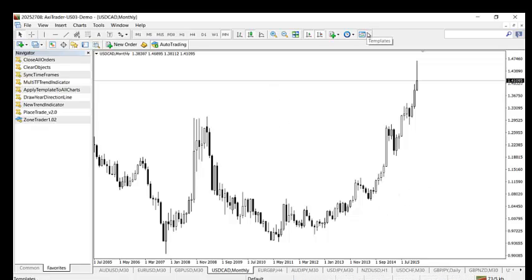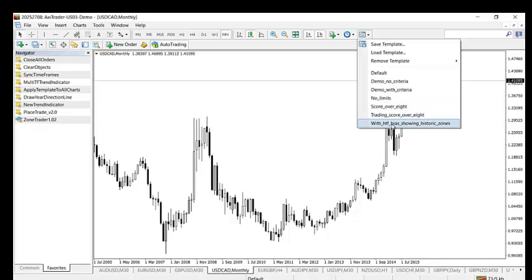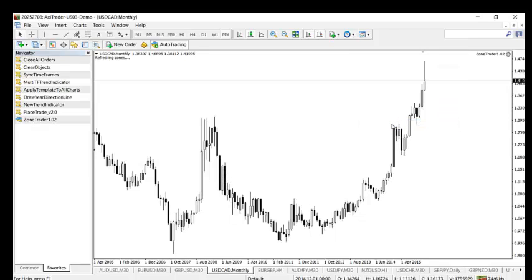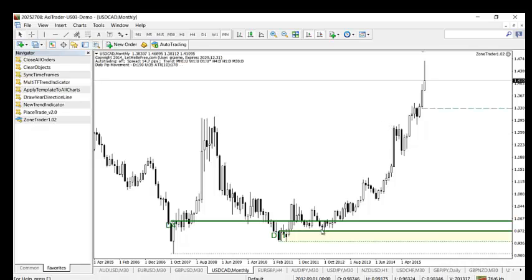So I'm just going to quickly apply my template as before. And here you can see how far it's come from these monthly zones down here below. See this little monthly zone formed here, came back, tested it, and then wow. Imagine if you'd entered on that longer term time frame and just left it till now. You'd be doing very well. But you'd have a lot of patience to wait that long as well.